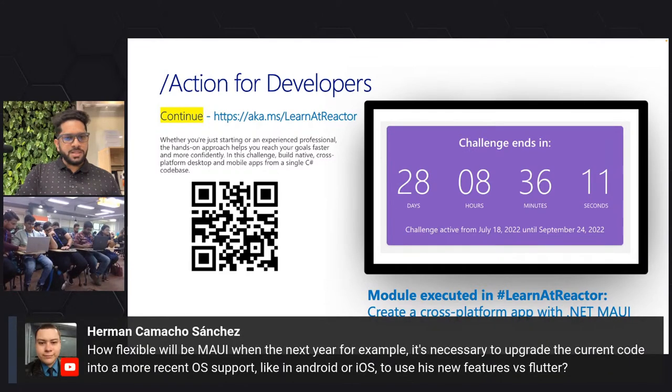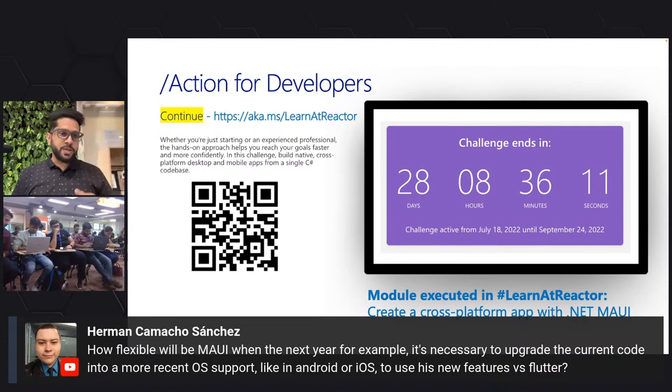How flexible will MAUI be when, next year, it's necessary to upgrade the current code to more recent OS support, like on Android? MAUI major releases are planned according to .NET, so you'll see .NET 6, .NET 7, .NET 8. Every release will have a new version. But I don't think that should stop you from supporting the most recent OSs in Android and iOS. If there are new things coming out, they may be in preview, which you can definitely try.